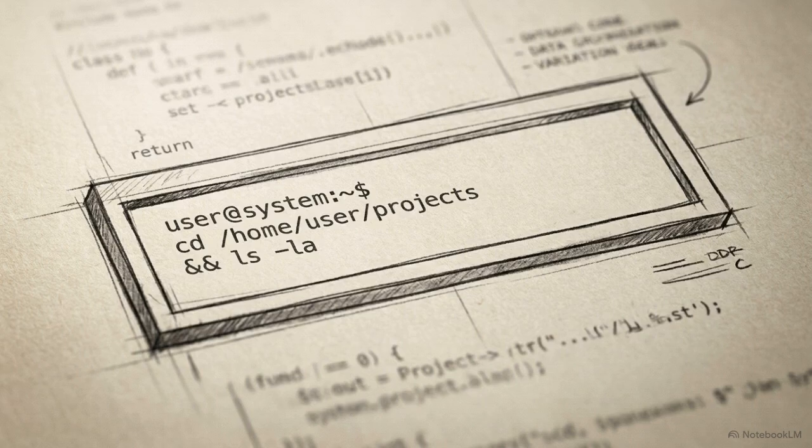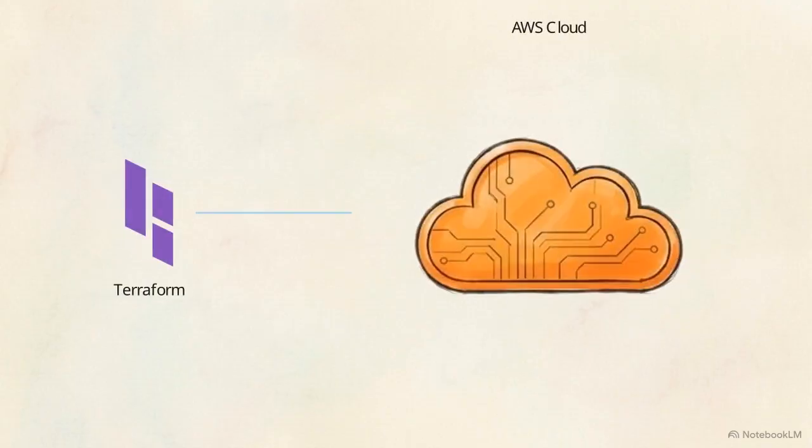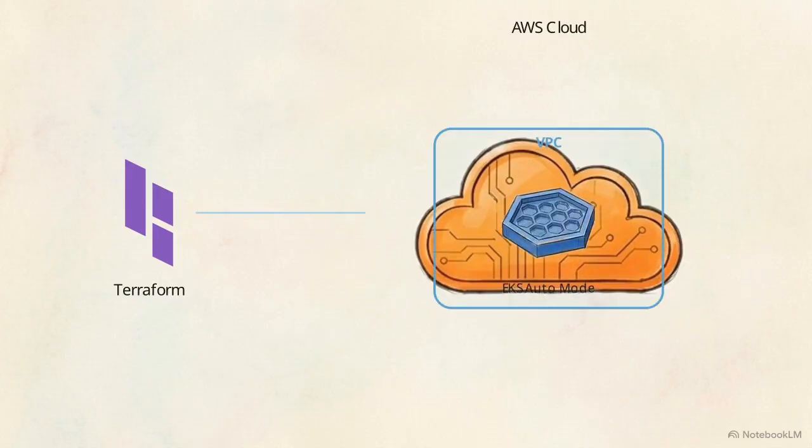Navigate into the Terraform directory on your machine. Run the initialization command to download your provider plugins, followed by the apply command to provision an AWS virtual private cloud and an elastic Kubernetes service.